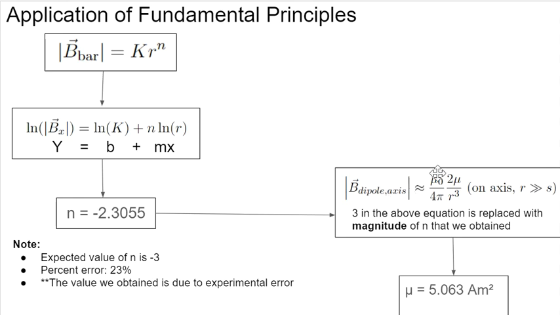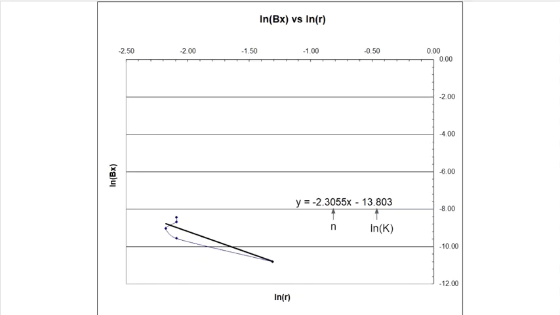And then we were able to use this equation, and 3 in the above equation is replaced with the magnitude of N that we obtained, and then we were able to solve for mu, which was 5.063 ampere meter squared. And so for our graph, we have ln Bx on the y-axis and then ln r on the x-axis. And you can see from this equation that the slope is our N, and then the y-intercept is our ln K.